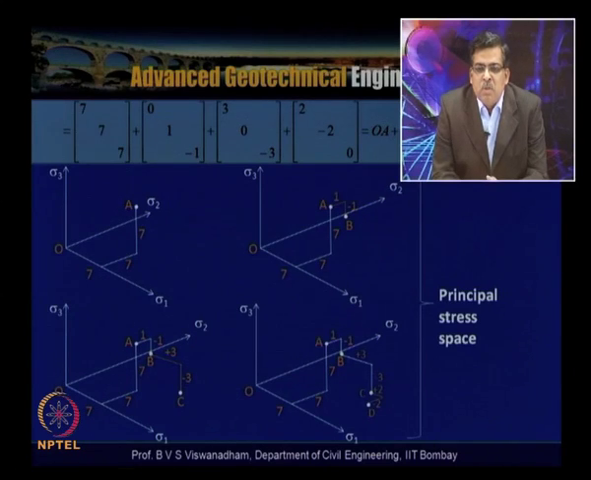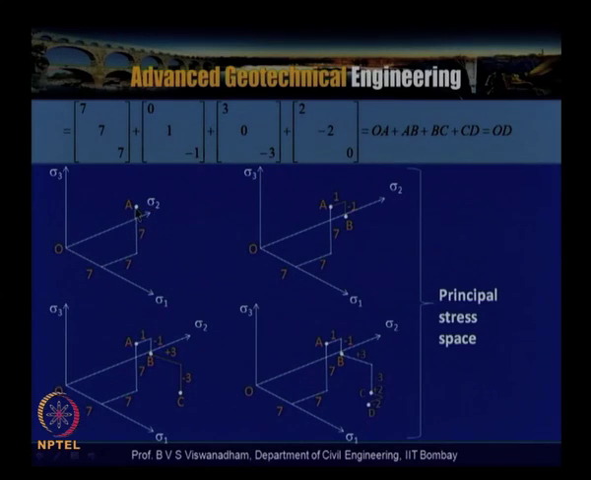So this represents, in the principal stress space, OA, AB, BC, CD, which add up to OD. OA is from here to here, which has 7 units here, 7 units here, 7 units here, that is point A. AB has towards the sigma 2 axis 1 unit and towards the sigma 3 axis minus 1 unit, so this is B here. Then BC is similarly 3 0 minus 3, represented here. Similarly CD is represented here, which is equivalent to OD. So OD is what we have actually represented in the principal stress space.